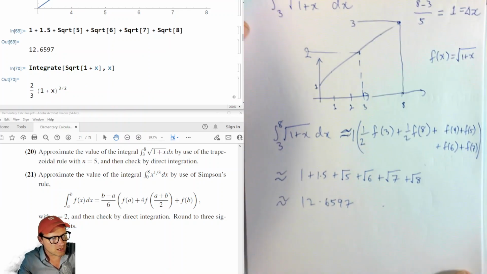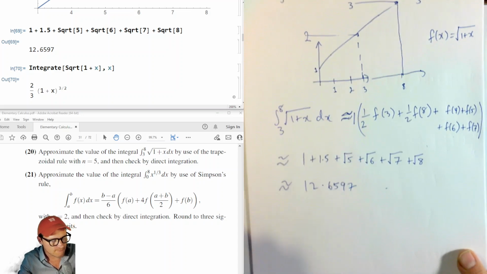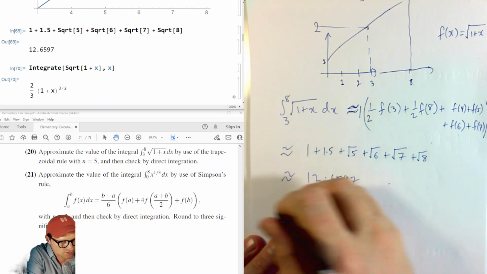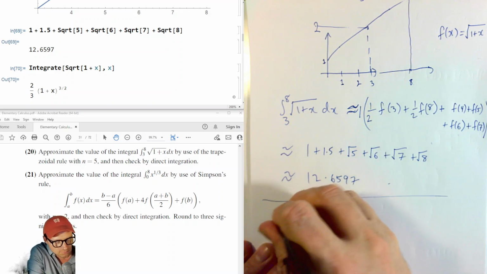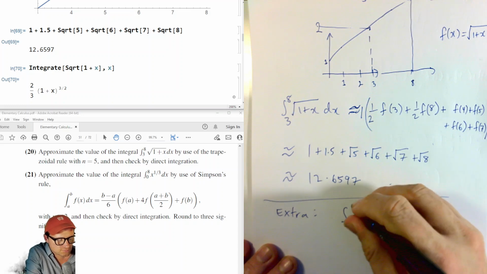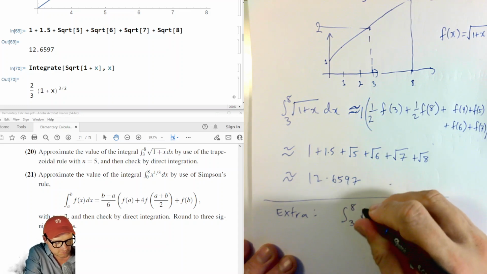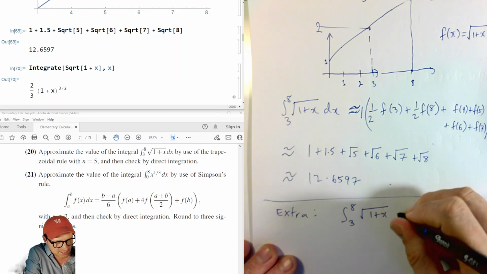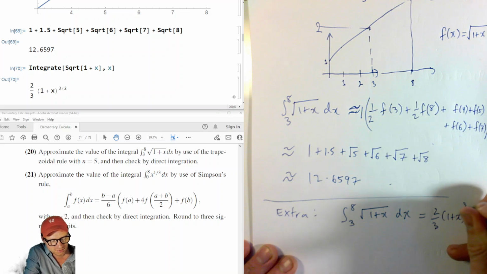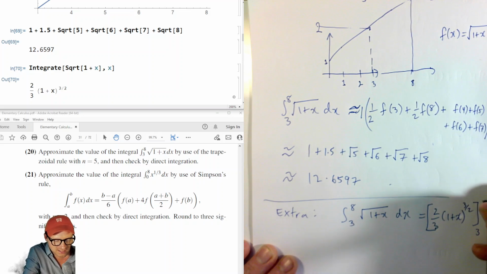X plus 1 to the power of 3 over 2. All right, so this is via substitution that you would do this. So the integral from 3 to 8 of square root of 1 plus x dx is 2/3 times (1 plus x) to the power of 3 over 2, and we evaluate this from 3 to 8.